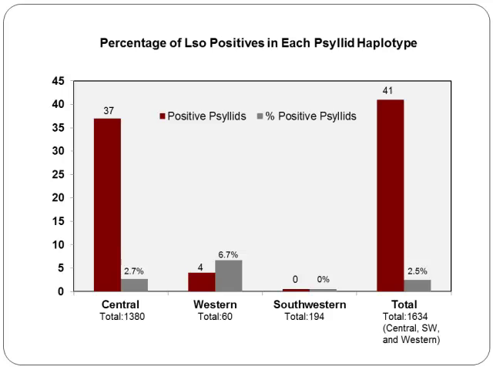Well, we tested 194 southwestern psyllids. We have not found any positive. That is very interesting. And we found 6.7% of western haplotype psyllids tested positive. So the number is significantly higher than the average of the three.